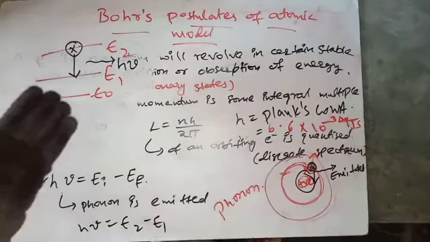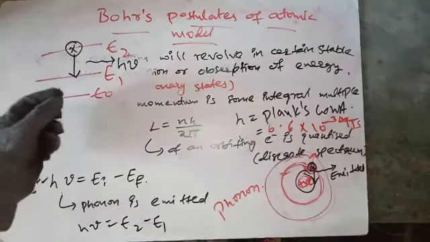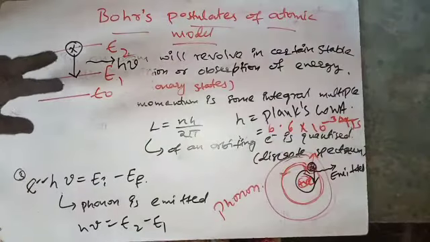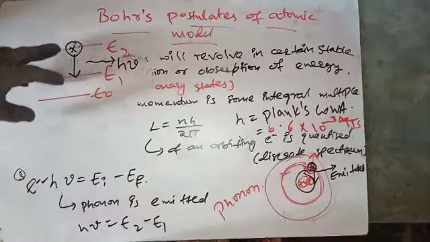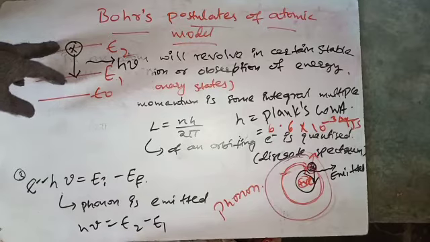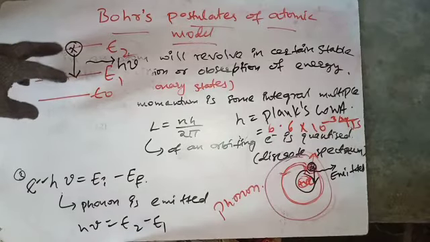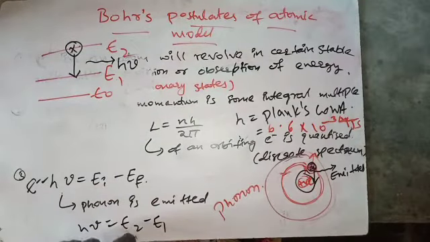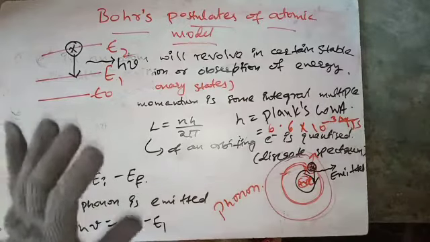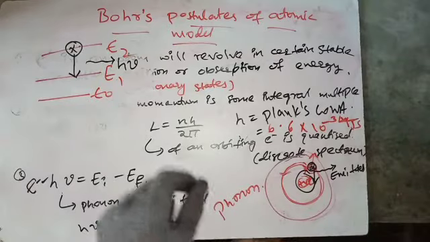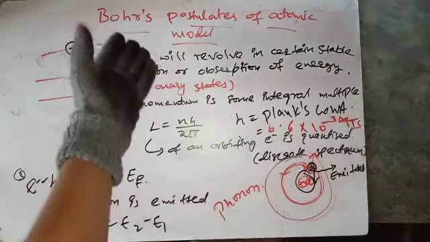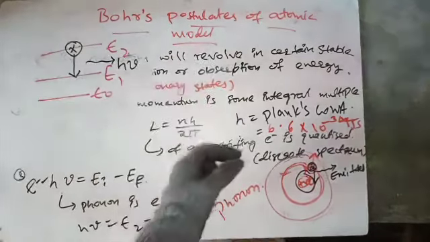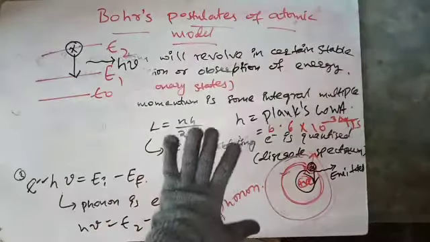The emitted energy is nothing but the difference between these two energy levels. So the energy emitted is equal to E2 minus E1. This energy is nothing but the photon energy which is emitted. These are the three postulates of Bohr's atomic model.